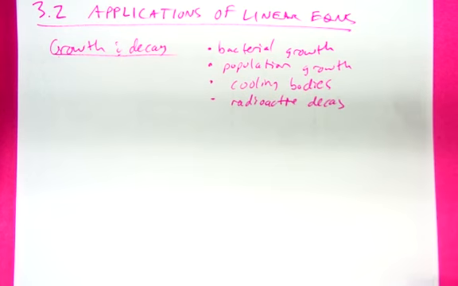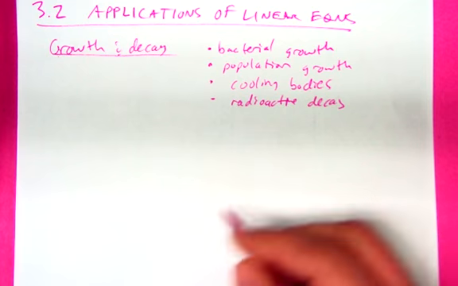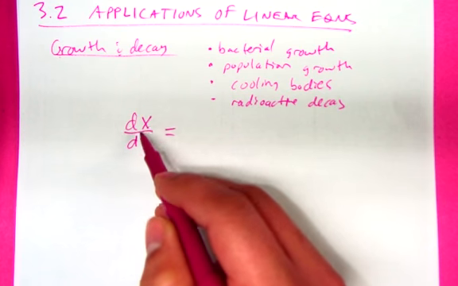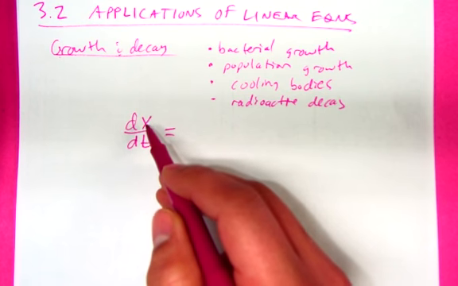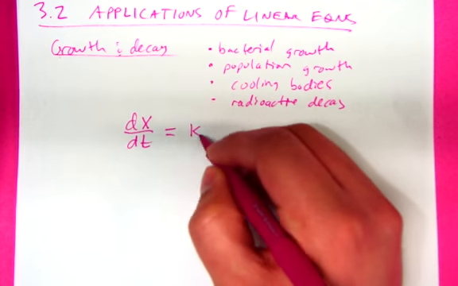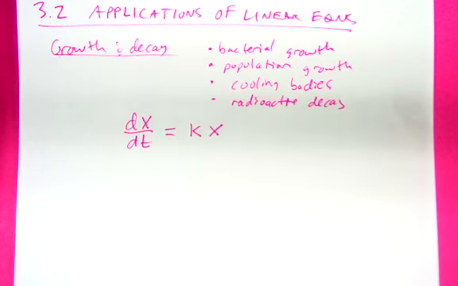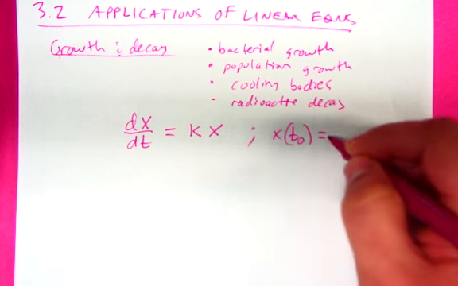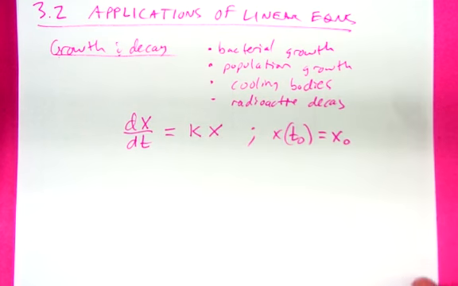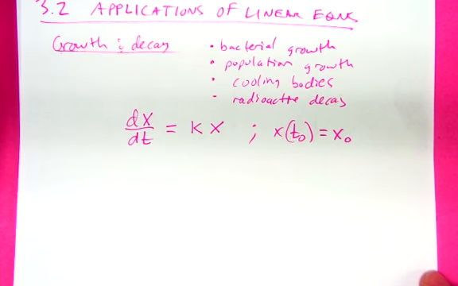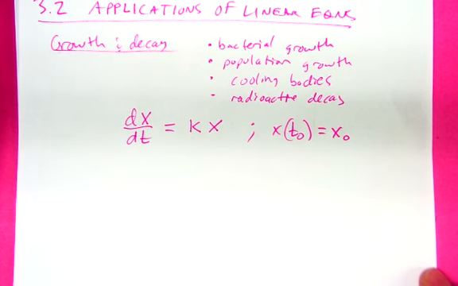There's a bunch more, but the basic idea is that the rate of change of population, amount of bacteria, the amount of a substance, whatever, is going to vary proportionally with the current amount of whatever. And the IVP would be written as usually some initial time value gives you some initial value x naught. This is the model for growth and decay.